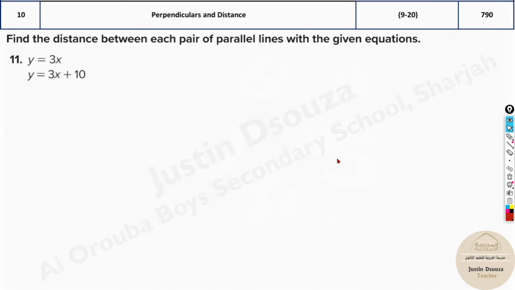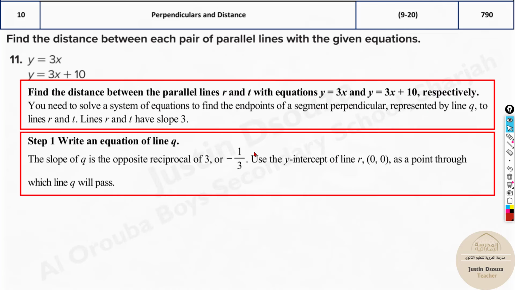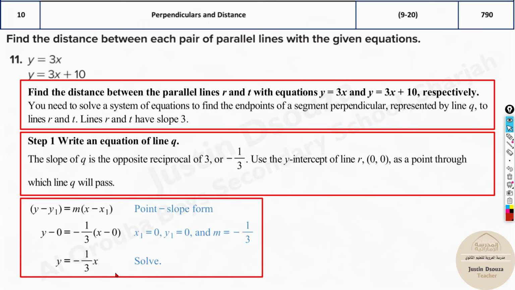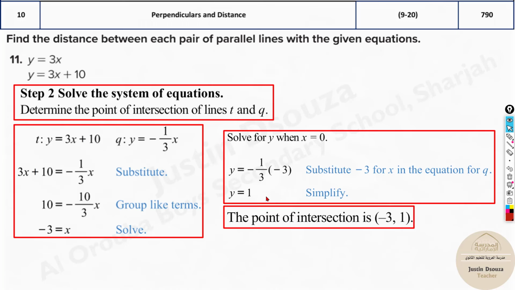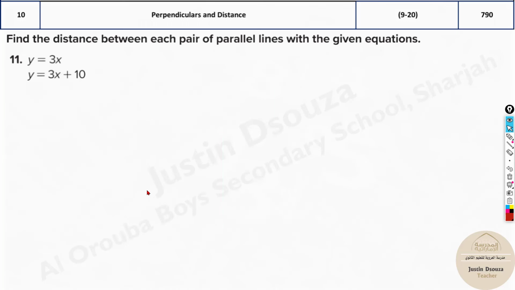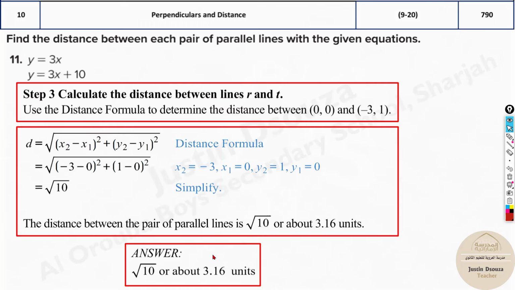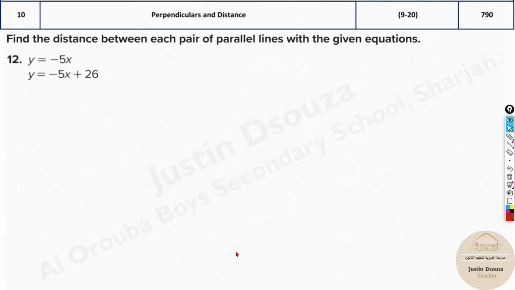It's not that easy, but these are the steps. Over here you find the equation of the perpendicular line, find the slope of the perpendicular line, then the equation, and then the intersection points with the other line, x and y value, and then what you do is you just find the distance between them. That's how we get the answer. Root 10 or 3.16 is the answer.